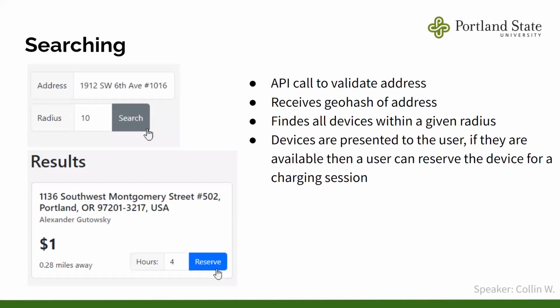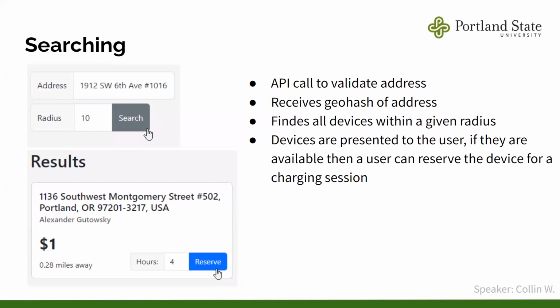For the searching page, it works pretty simply. On our home page, we have an address bar and a radius. And when you hit the search button, this will be sent to the back end where an API call is made to validate the address. And in return, a lot of information is returned, but we use the geohash of the address that is given to the back end to create a search query with the radius. So you take the radius and the location and you find all matching geohashes within the radius, and that is returned and presented to the user through these cards.